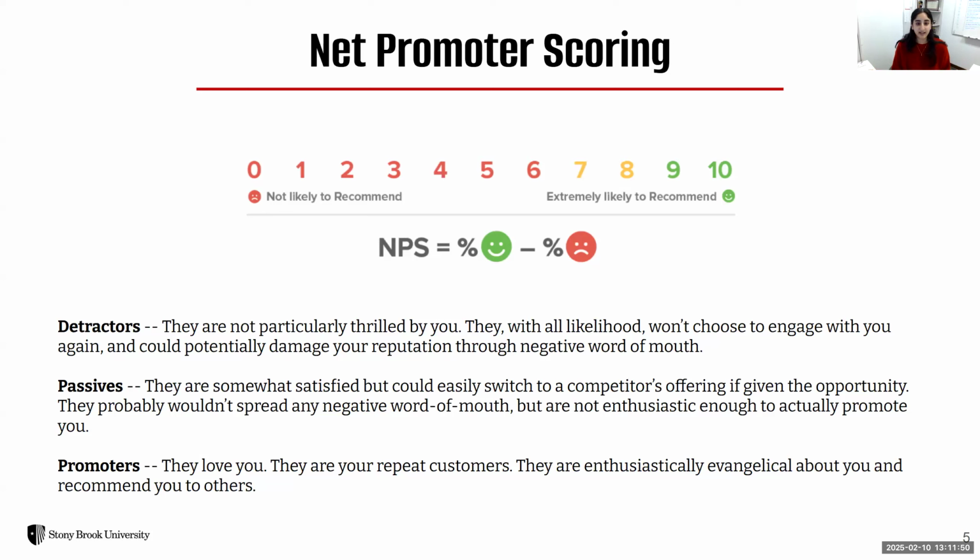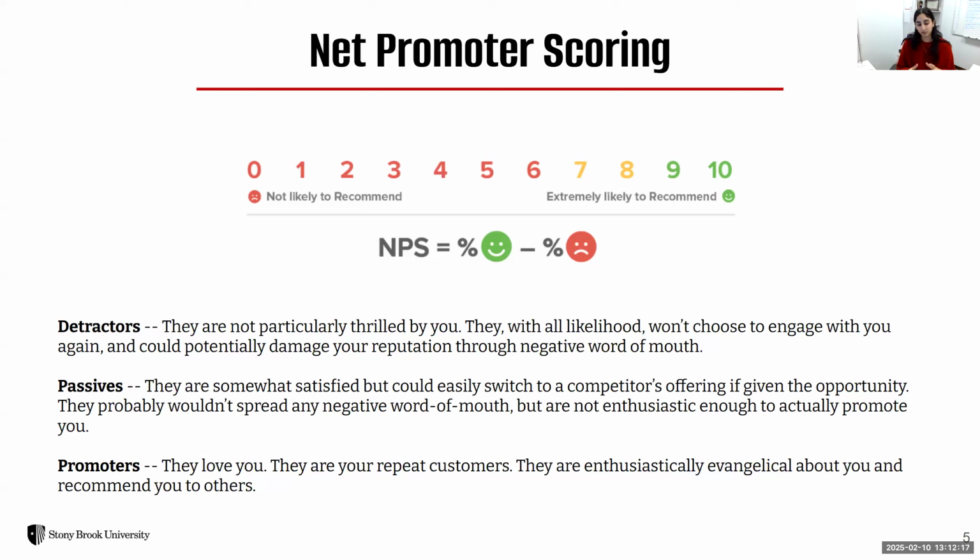So just super briefly, it basically breaks down into three different groups. Your 0 to 6s are what are called detractors. They're the ones who are not quite the happiest with whatever their experience is so far. On the opposite end, you have your 9s and 10s, which are your promoters. They're your cheerleaders. They're the ones saying, I love Stony Brook. I tell my friends to come here. I've had a really good experience so far.